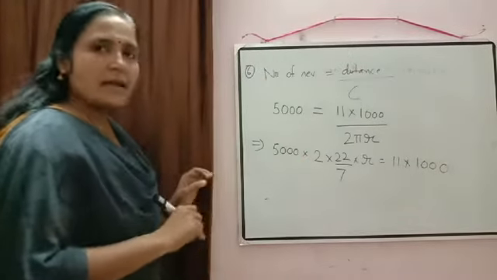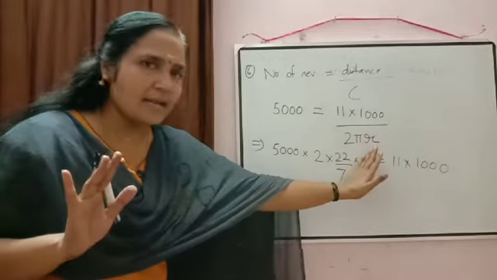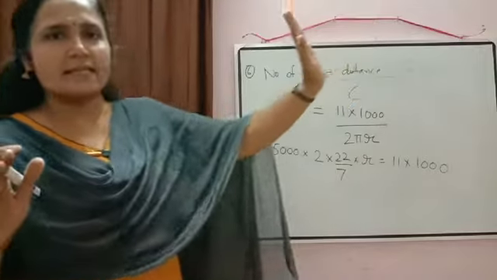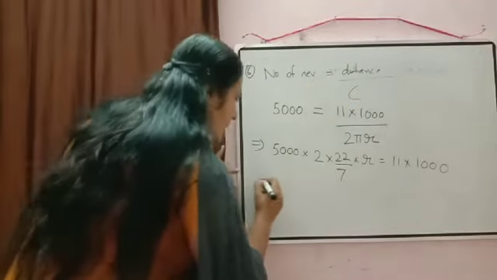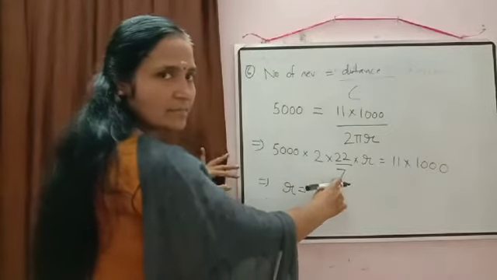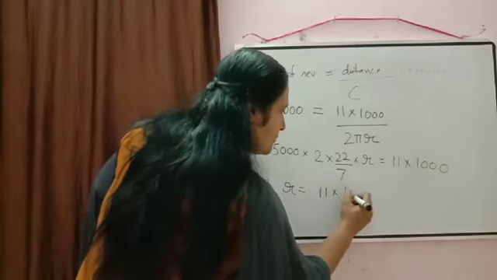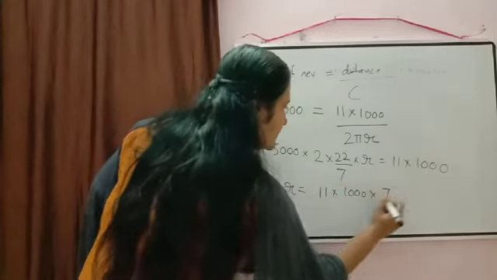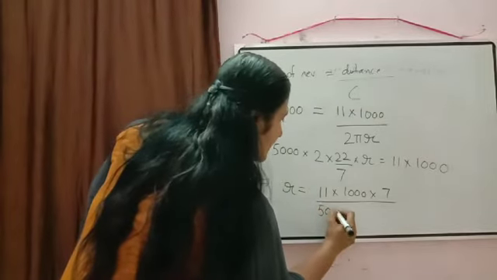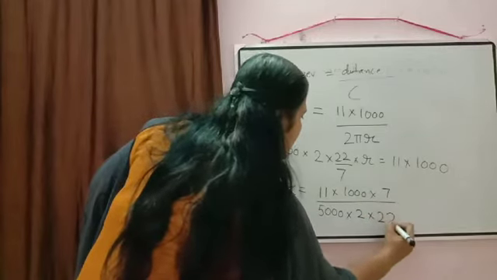1000. Now what are we calculating? We are calculating the radius. Except radius, all the rest of the things we will shift to the right hand side. Only radius should be on the left hand side. So radius is equal to, where will 7 go? 7 will go to the numerator. So it will be equal to 11 into 1000 into 7 by, all the remaining terms will come in the denominator, 500 into 2 into 22.